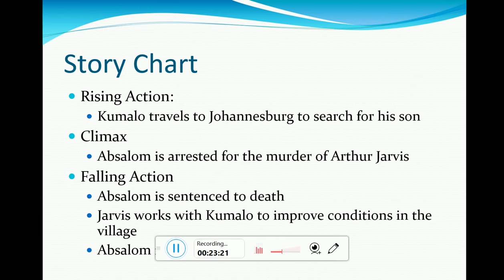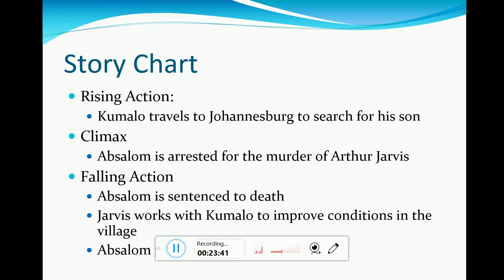Now, the climax is when Absalom is arrested for the murder of Arthur Jarvis. Now, Absalom is Reverend Stephen Kumalo's son. Arthur Jarvis is James Jarvis' son. Remember, I said the two fathers are the protagonists. Now, we want to see the connection between the two.